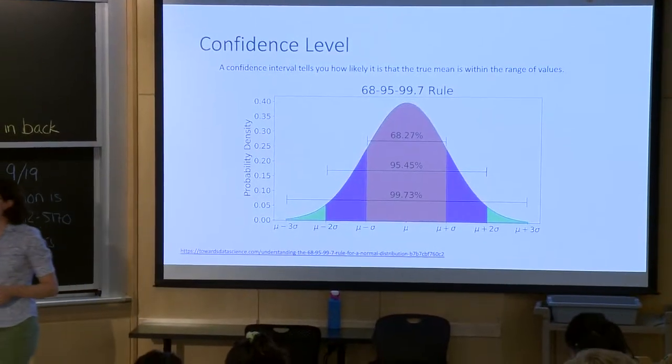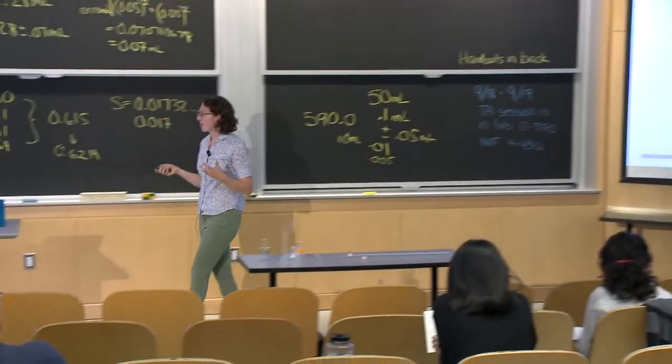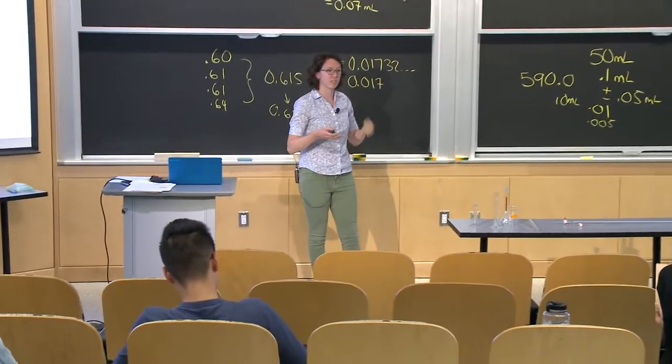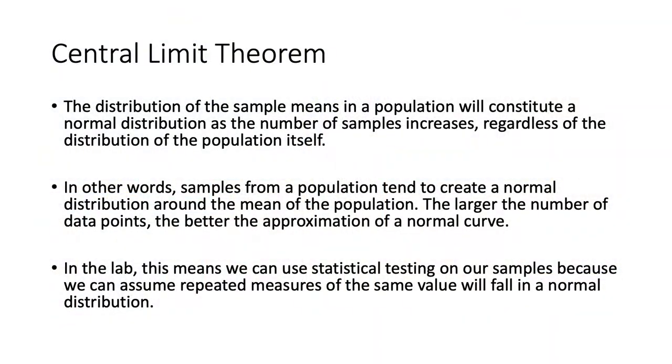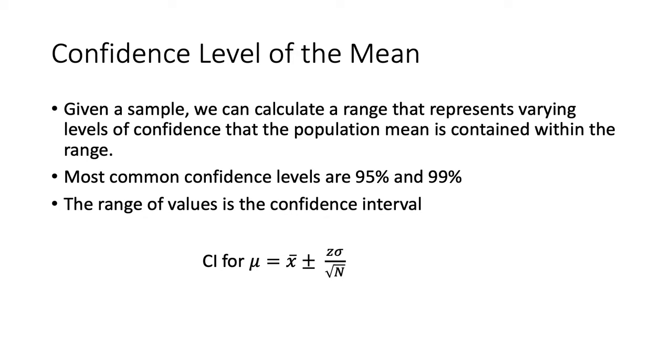So we can use this when we are calculating how confident we are that we have measured the population mean with the samples that we have taken in the lab. We can do this because of the central limit theorem, which states that the distribution of sample means in a population will constitute a normal distribution, even if the population itself is not normally distributed. So if you take a bunch of measurements in the lab, you can use the normal distribution to statistically analyze them, even if you don't know the distribution of the population itself. So we can use that information to calculate confidence levels of a mean that we calculate.